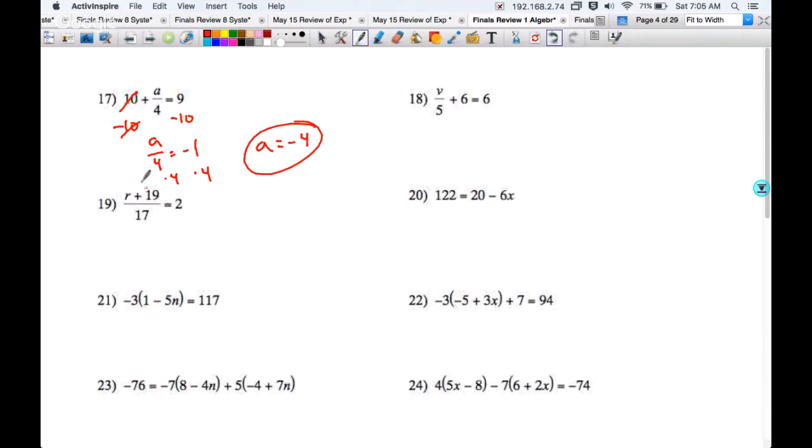In 19, this addition is inside the fraction, so we need to get rid of the division first. The division is the most outside operator, so we get rid of that with a times 17. So we multiply 17 to both sides, and we get r plus 19 equals 34. Subtract 19 from both sides, and we get r equals, let's see, 34 minus 19, 15.